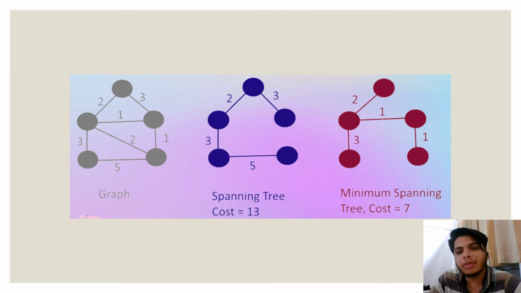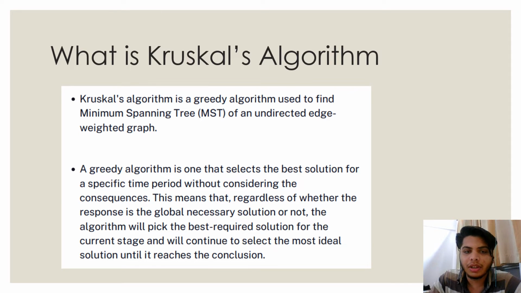Similarly, what will be the minimum spanning tree? The minimum spanning tree should contain all the vertices and the weight should be the least. There can be multiple spanning trees, but there can be only one minimum spanning tree. Here if you count the weight, there is 2 plus 1 plus 1 plus 3, so 7 was the total. So that was the minimum spanning tree.